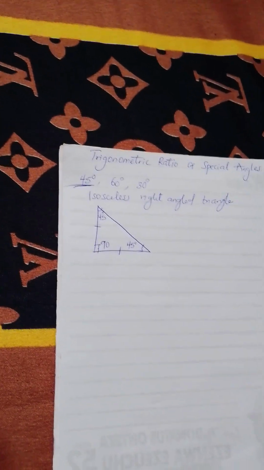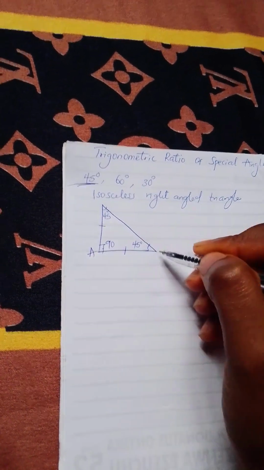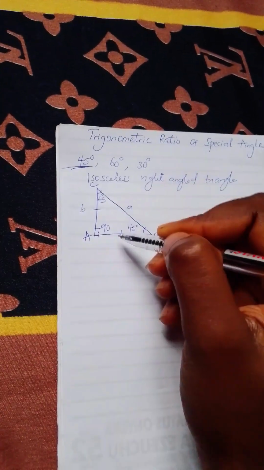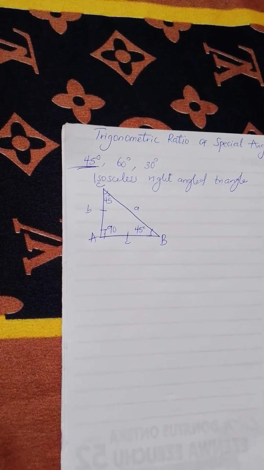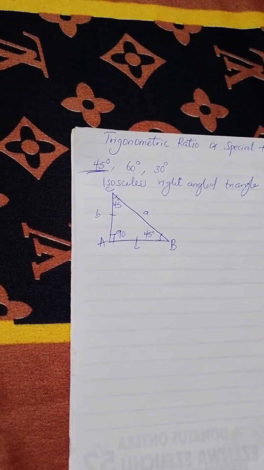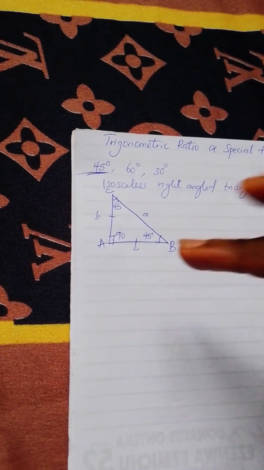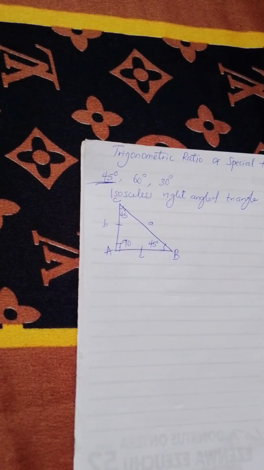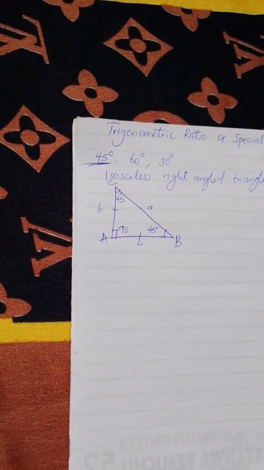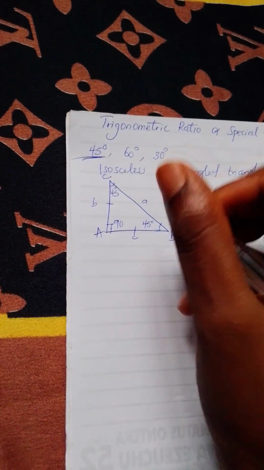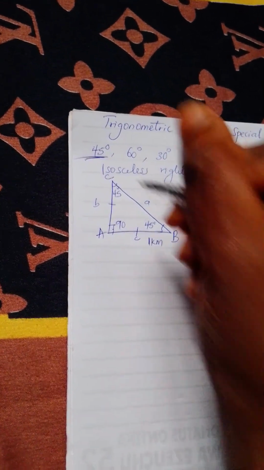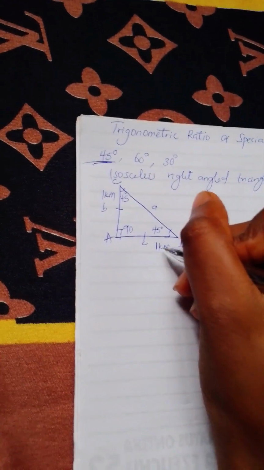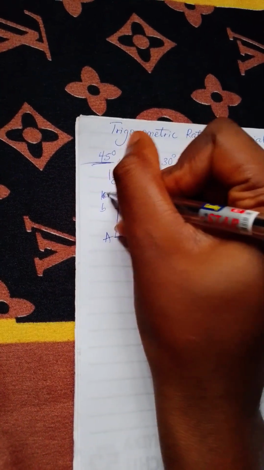So now let me label this right angle triangle A, B, C. This is my small a, small b, and small c. So now for this right angle triangle, since it is an isosceles triangle, it means that whatever we have here is also what we have here. So the two sides are going to be, since they are equal, their measurement should also be the same. So let me assume that I have 1 centimeter here and 1 centimeter here.